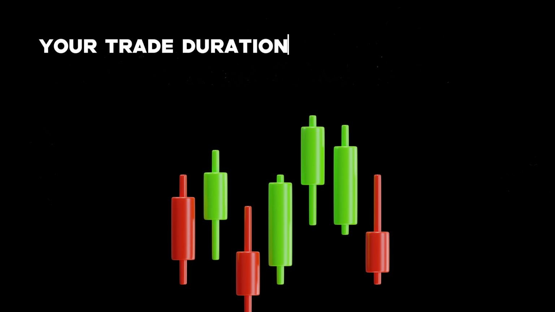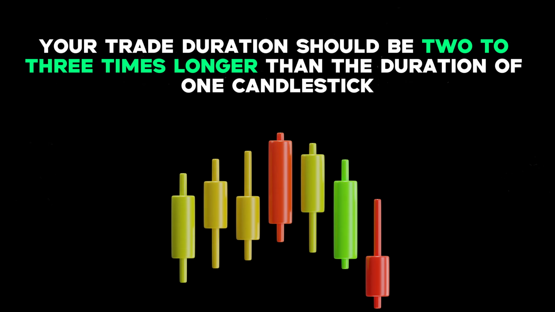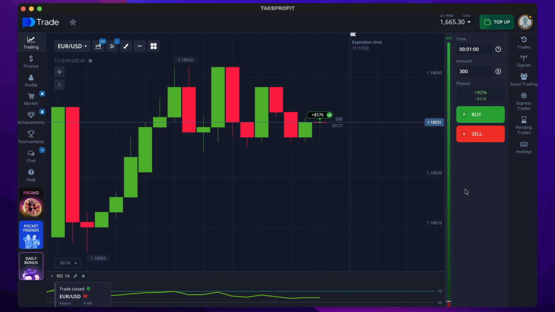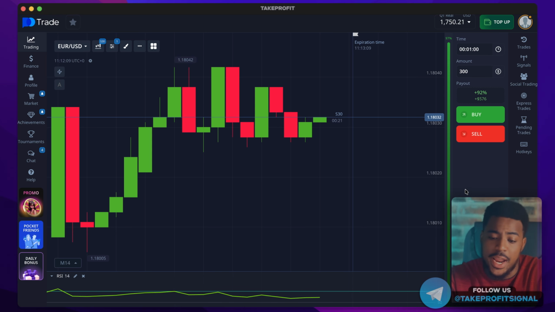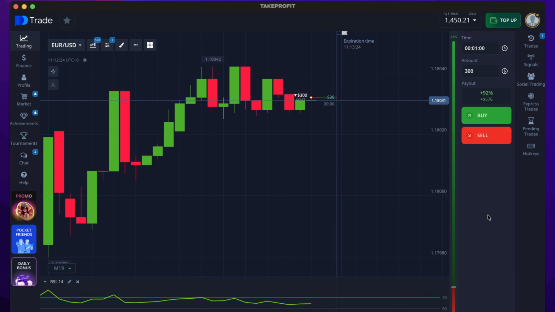The thing is, the market needs some time to start moving in line with the RSI. So you can trade on any time frame. But the most important thing is that your trade duration should be 2 or 3 times longer than the duration of one candlestick, because the market may not reverse immediately, but rather take some time. This means that your trade should be slightly longer than usual. There hasn't been any noticeable decline yet, so I continue to trade downwards.